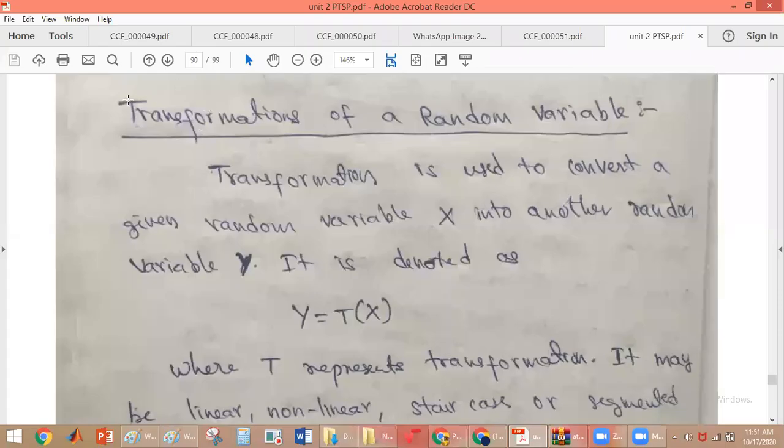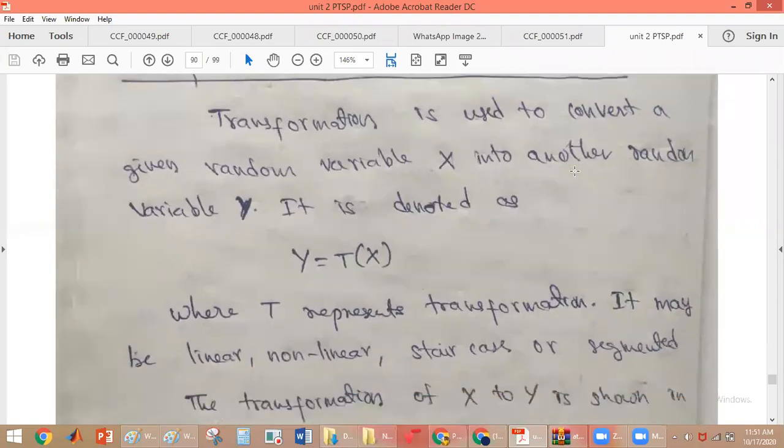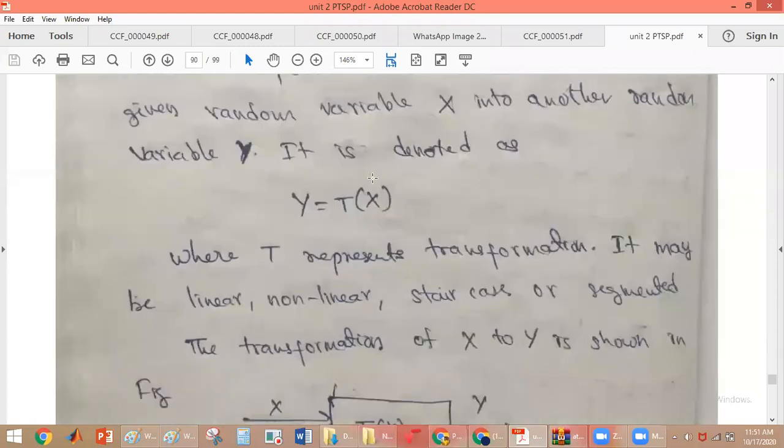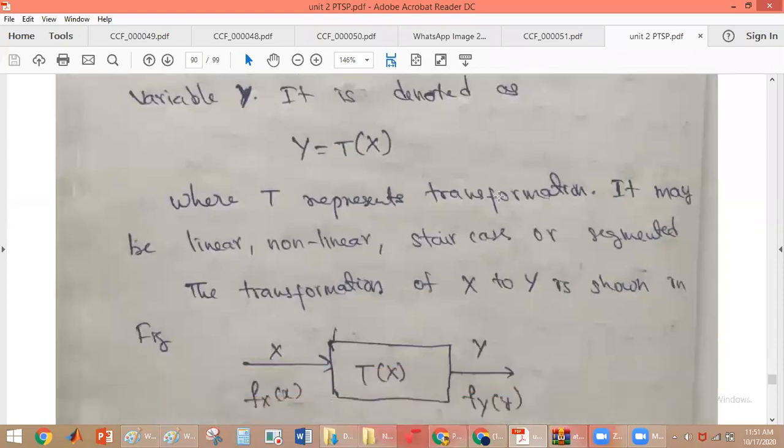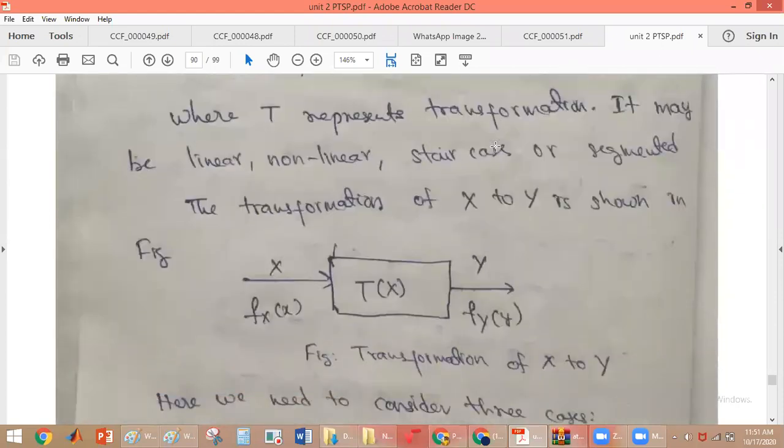So let us discuss transformation of a random variable. Transformation is used to convert a given random variable x into another random variable y, and it is denoted as y is equal to T of x, where T represents the transformation and T may be linear, non-linear, staircase and segmented. So the transformation of x to y.